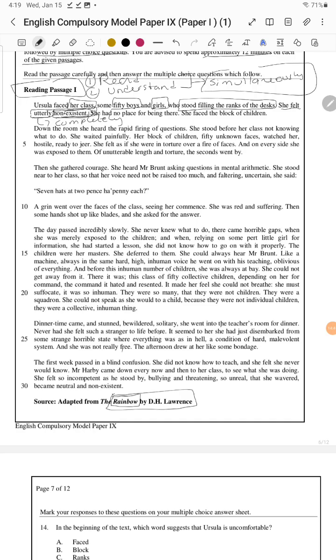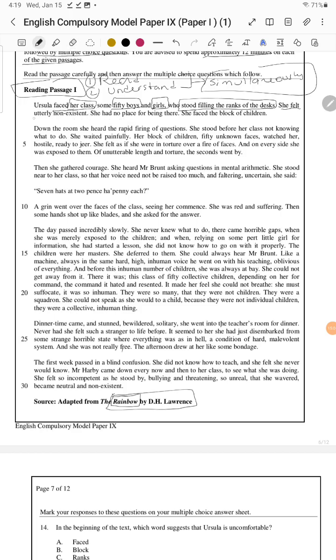It means that she is not able to find herself in the class. She is like a non-existent person to whom no one knows, no one cares about. That is what the term non-existent means. So she felt completely or utterly non-existent.